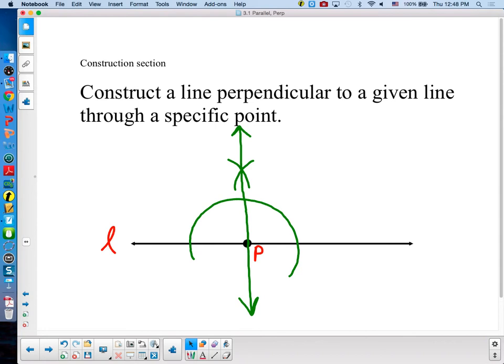Now, in order to make the X, you will have to open your compass wider. Otherwise, you'll just get back to point P. So after you do that step, open your compass wider. From those intersection locations, again, make an X. You can go up or down, or you could do both. I don't really care.